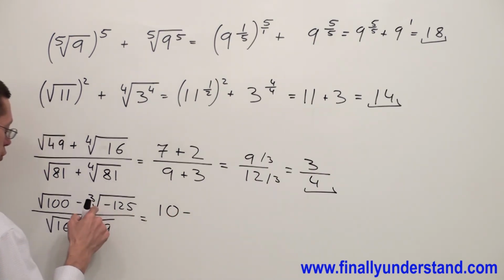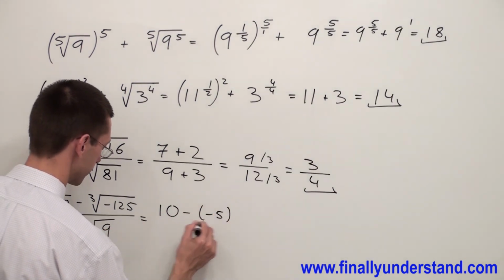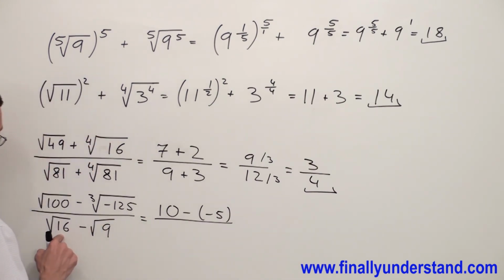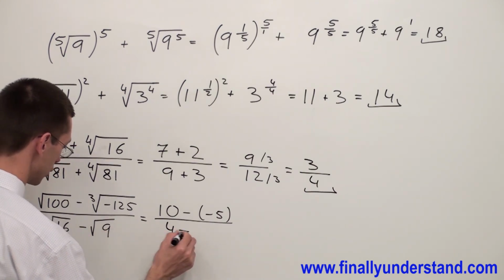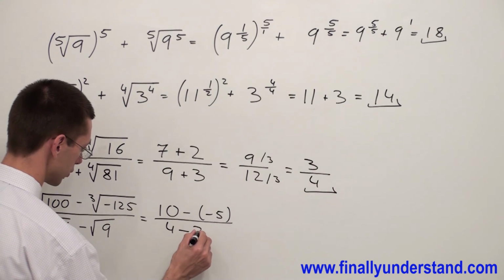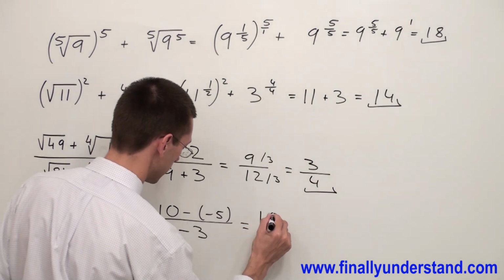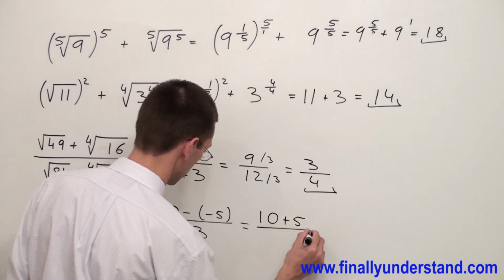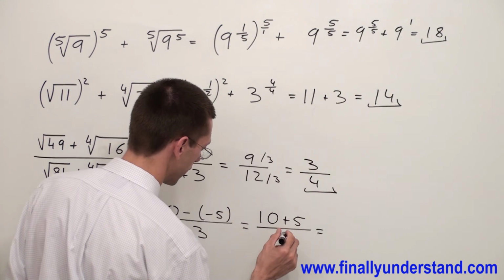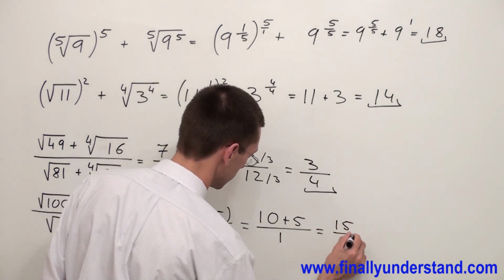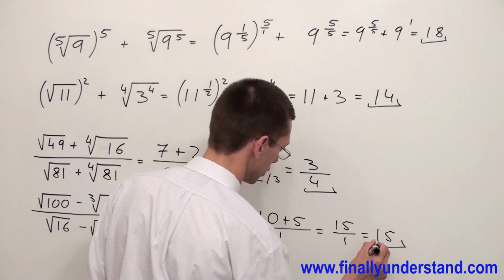minus the cube root of negative 125, which is negative 5, over the square root of 16, which is 4, minus the square root of 9, which is 3. Negative times negative gives me positive. I have 10 plus 5 over 4 minus 3, which is 1. 10 plus 5 is 15 over 1. 15 divided by 1 is 15. This is the solution to my problem.